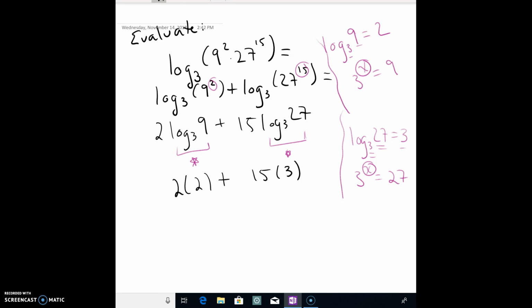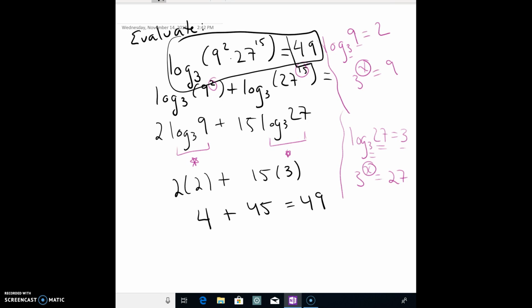So this expression is the same thing as saying 2 times 2, which is 4, plus 15 times 3, which is 45. And that is equivalent to saying 49, which means the whole thing is equivalent to 49. So evaluating this, the answer is 49.